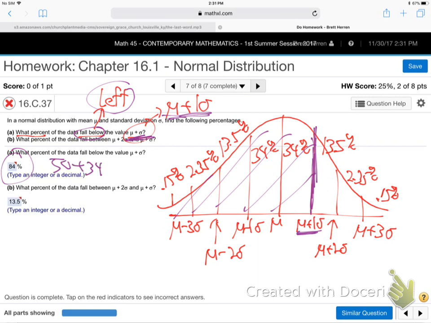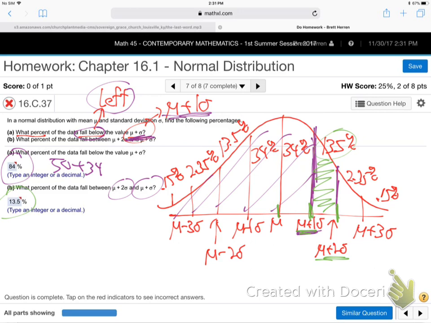And next question, what percentage is between 2 jumps and 1 jump to the right? That's right here, isn't it? Between 1 jump and 2 jumps. Here's the middle, 1 jump to the right and 2 jumps to the right. How much is between those two? 13.5. Let's just read it off the chart.